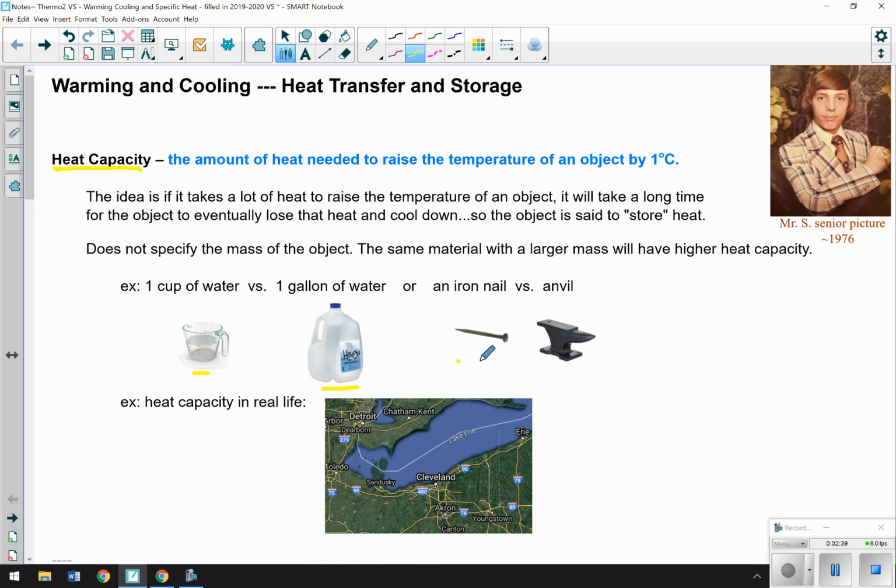Also, how about an iron nail versus an anvil, right? That big metal thing that blacksmiths use. An iron nail will be easier to raise by 1 degree than a giant anvil, which is a big thing made of cast iron. And so heat capacity doesn't really specify the size of the object. It's just how much energy that object would take to raise its temperature by 1 degree, or how much energy it would have to lose to decrease its temperature by 1 degree. You can kind of see that the larger the object, the greater the heat capacity.